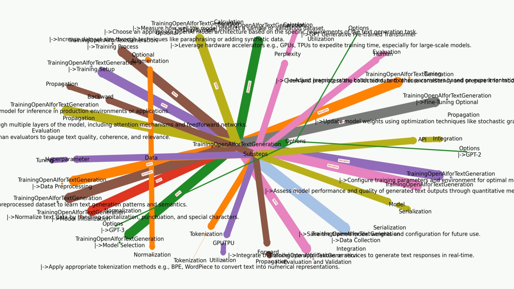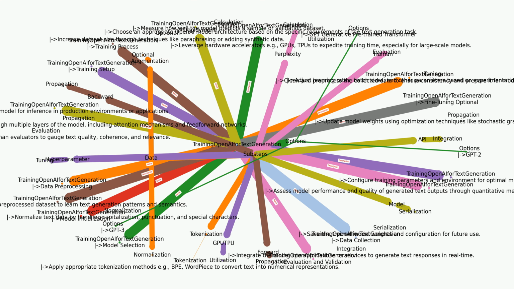Name: Data preprocessing. Description: Clean and preprocess the collected data to ensure consistency and prepare it for model training. Substeps: Tokenization. Apply appropriate tokenization methods, e.g., BPE, WordPiece, to convert text into numerical representations.